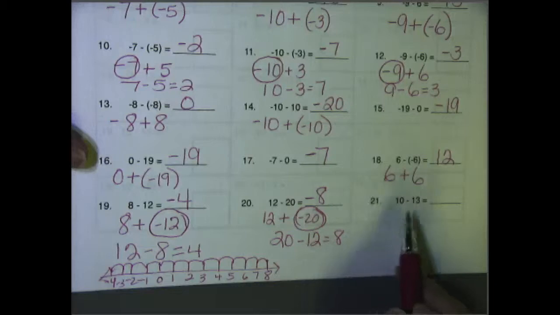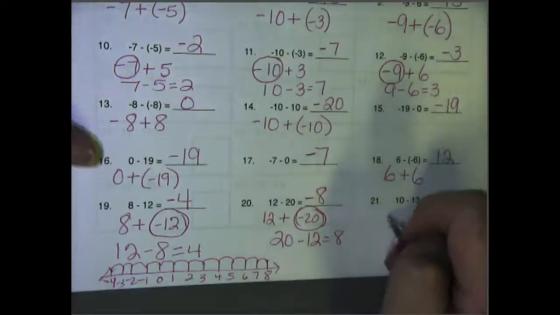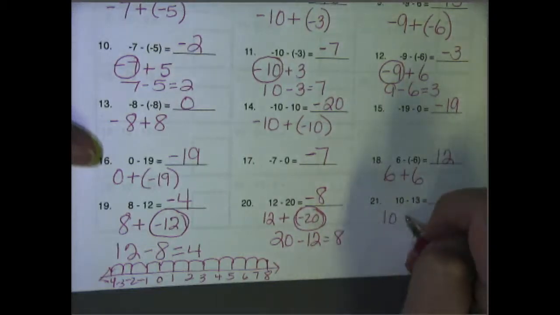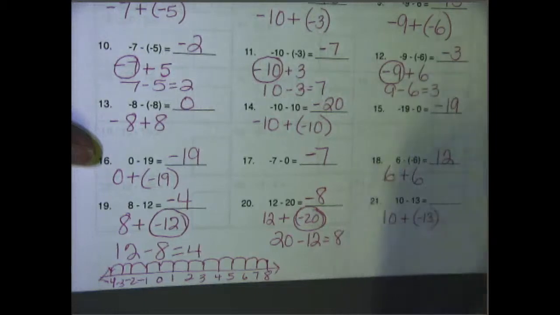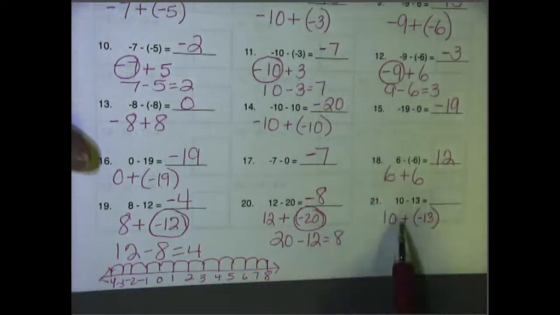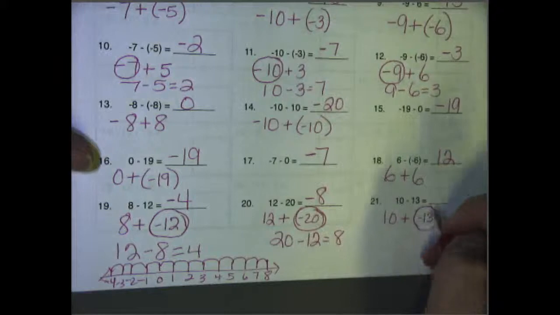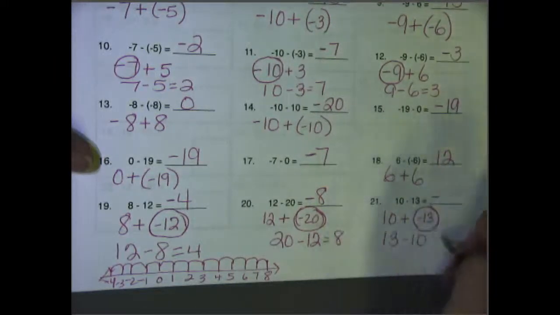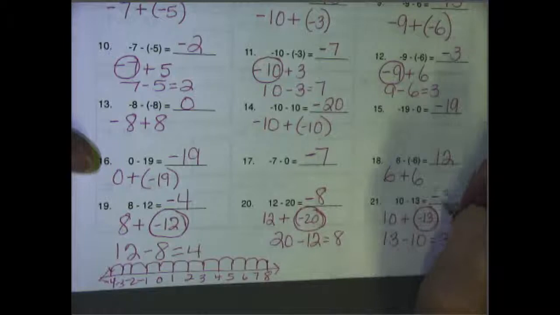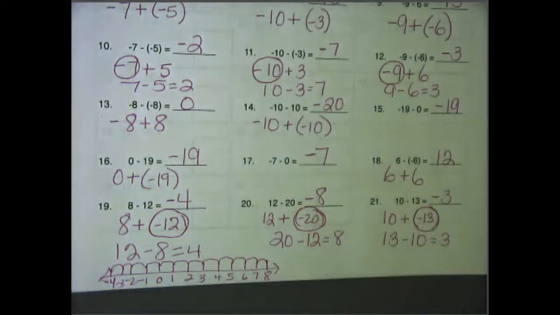Number 21. 10 minus 13. 10 stays the same. Change subtraction to addition. Change the 13 to -13. I have 13 negatives and 10 positives, so I know that my answer will be negative. 13 minus 10 equals 3. My answer is -3.